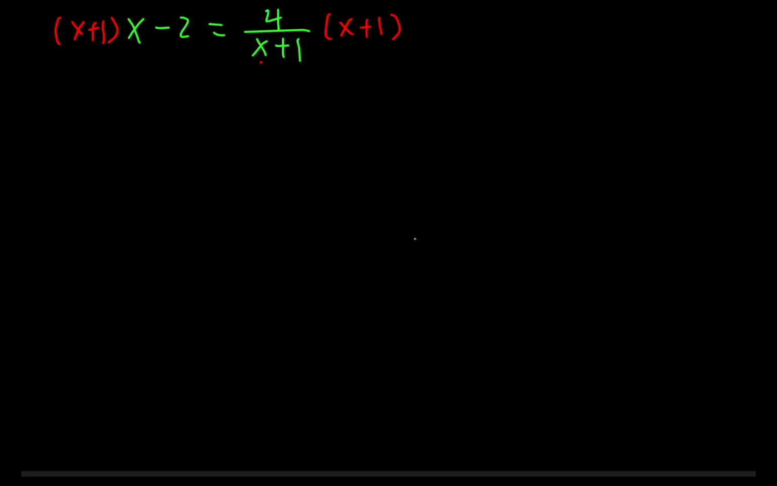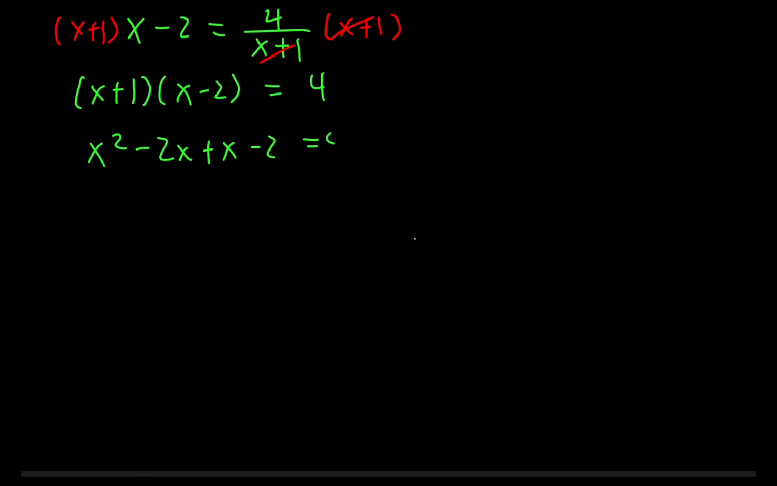And this results in cancellation of x plus 1 on the right side and a binomial multiplication, which I need to open up by expanding on the left side. So I'm just going to do just that. x squared minus 2x plus x minus 2 equals 4. Bring the 4 to the other side by minusing 4 on both sides. And by collecting like terms, I'm going to get x squared minus x minus 6 equals 0.